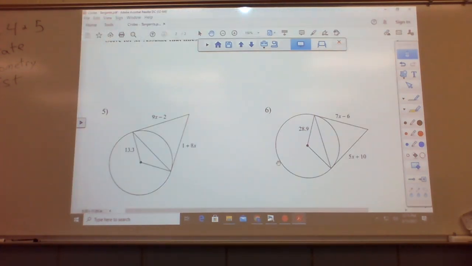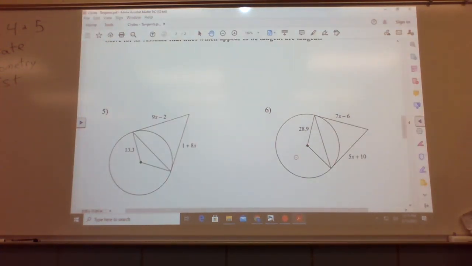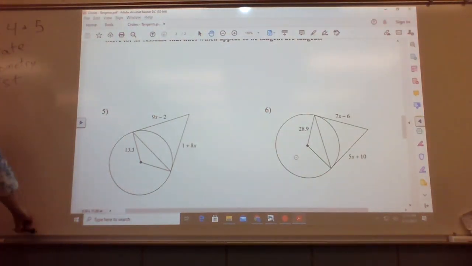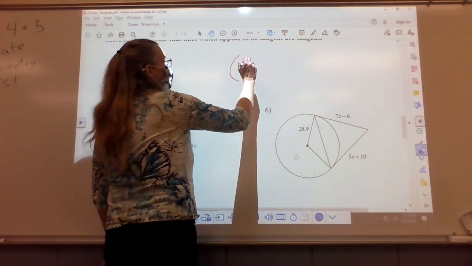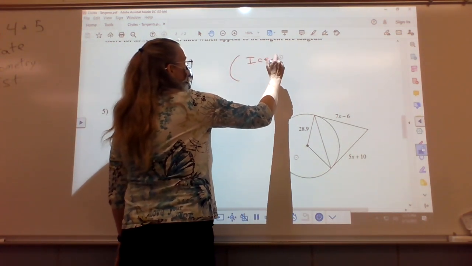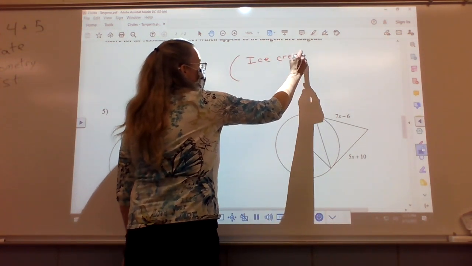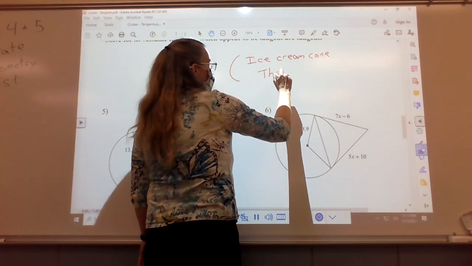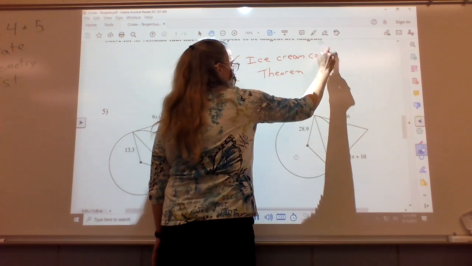So let's come back here. I'm going to go ahead and put that up here, in parentheses because it's not the real name for it, of course. It's just kind of a nickname. Ice cream cone theorem.